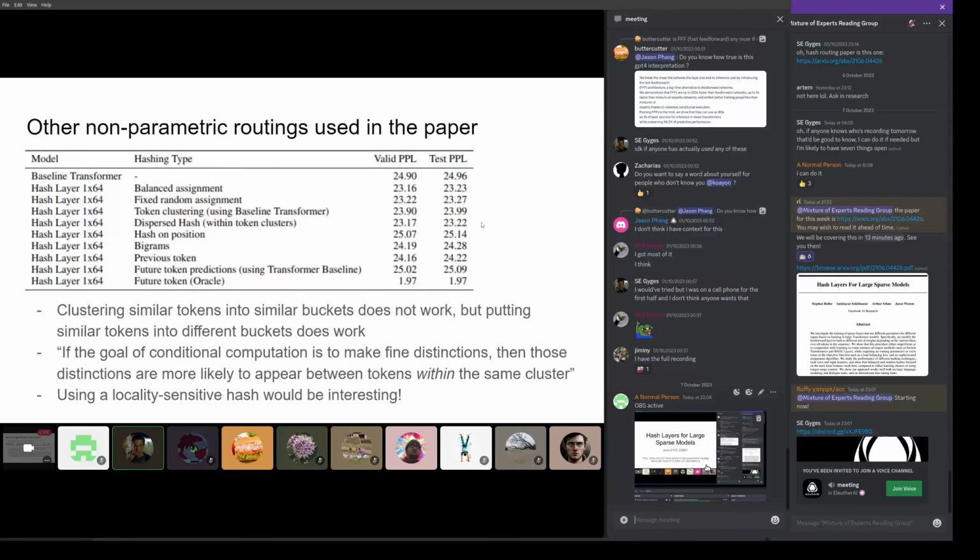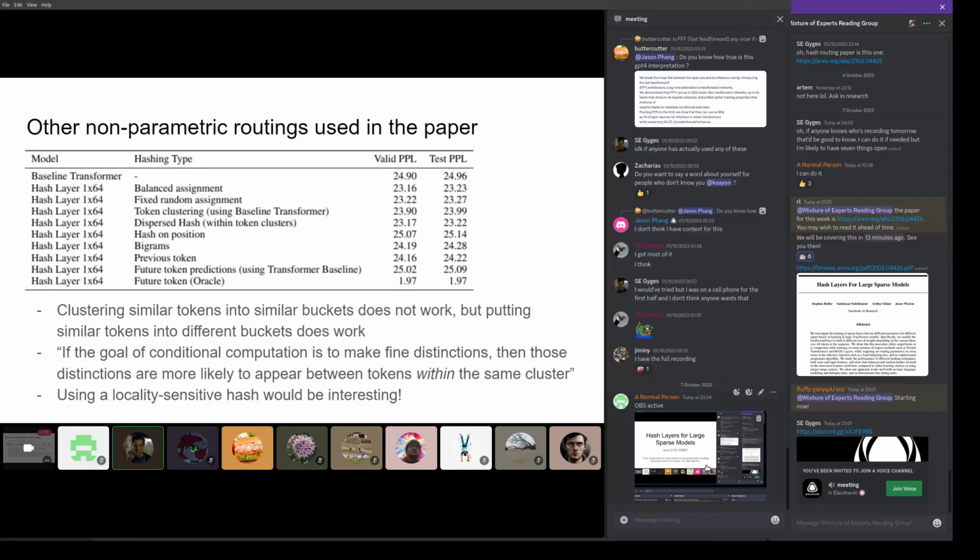To try to summarize all of the several pages and this table that are about this, one of the interesting results is that clustering similar tokens into similar buckets does not work. If they do k nearest neighbors clustering on tokens, and then assign every bucket or every expert index to a similar set of tokens, it actually does not work if they go back to assigning it out sparsely.